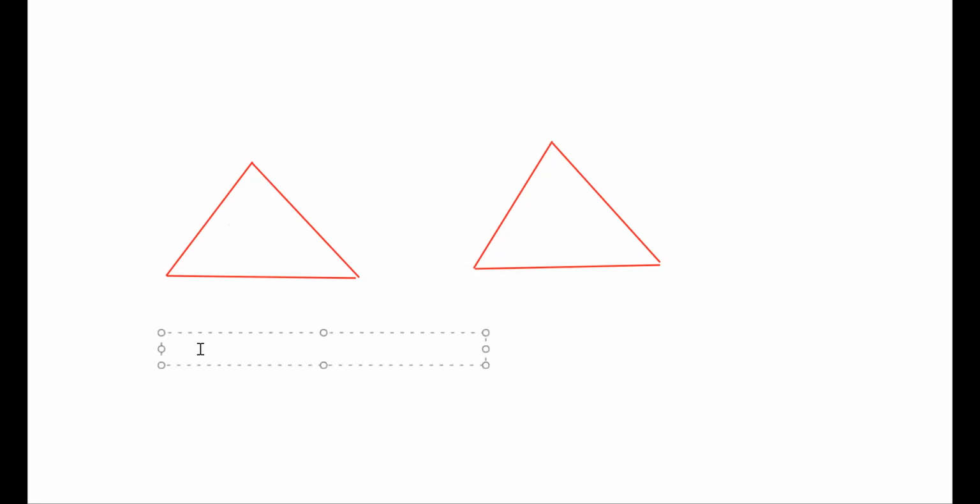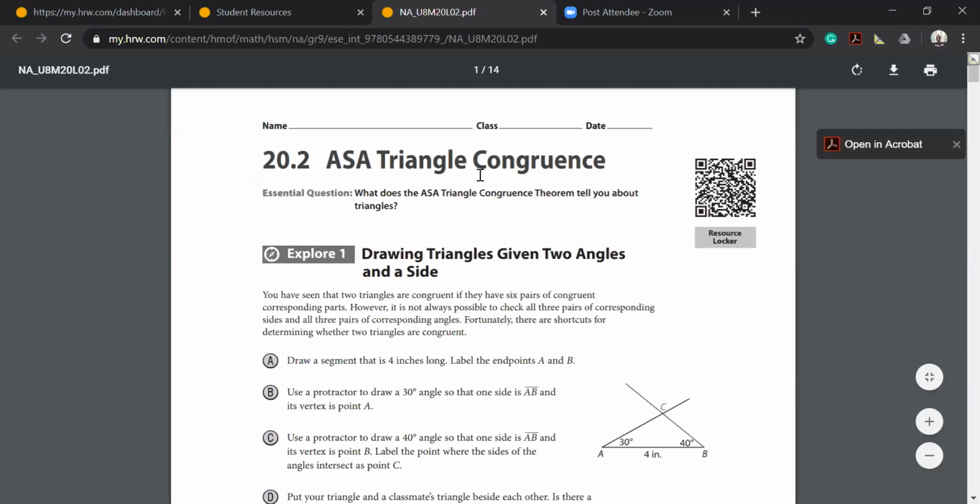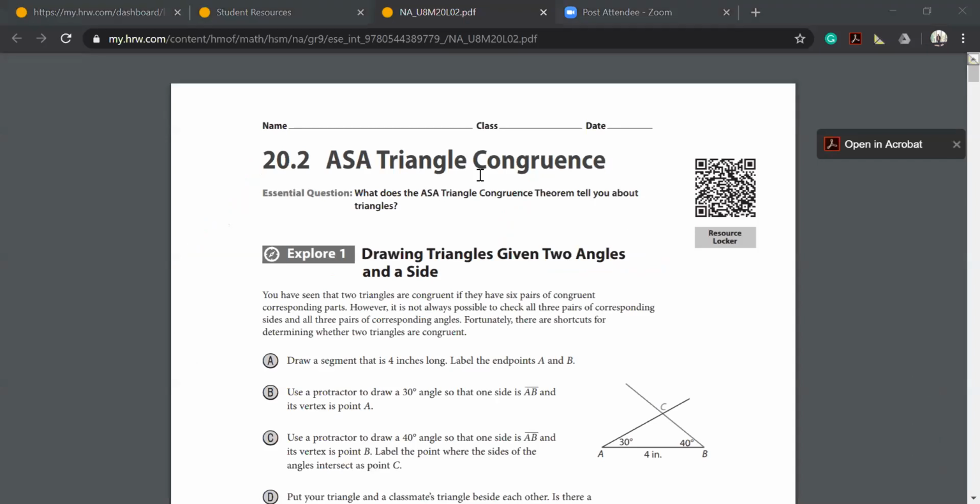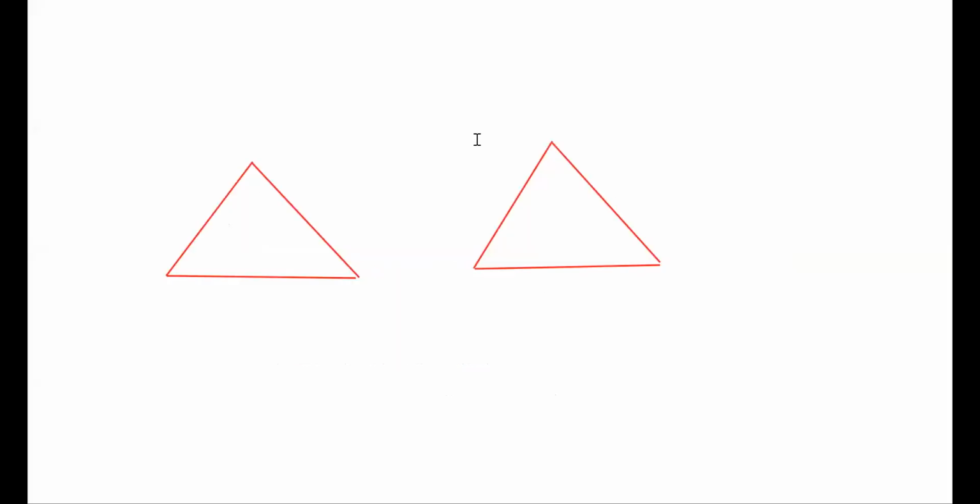The first thing that you are going to be taking is the name of our lesson, which is the ASA. Let's understand what is an ASA. What is an ASA? ASA theorem. ASA theorem means angle, side, angle.